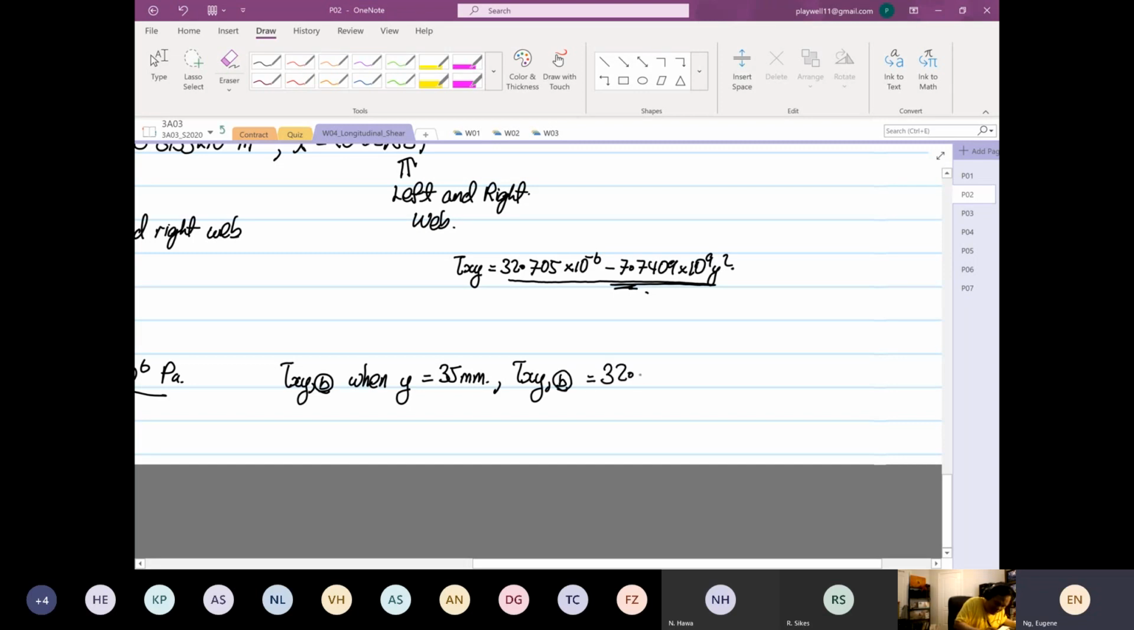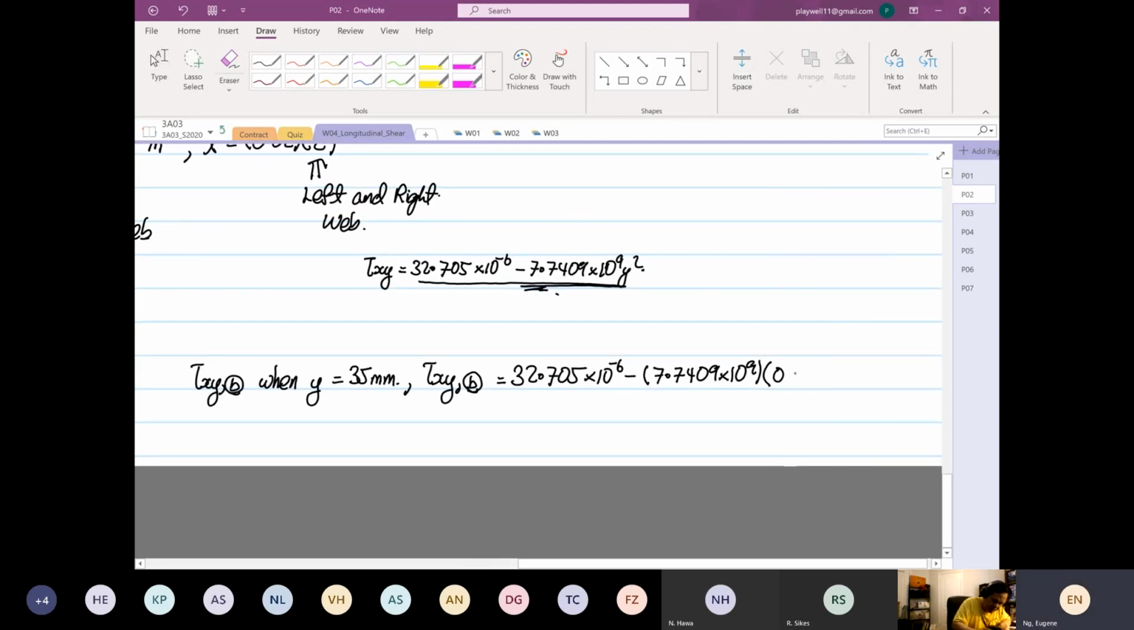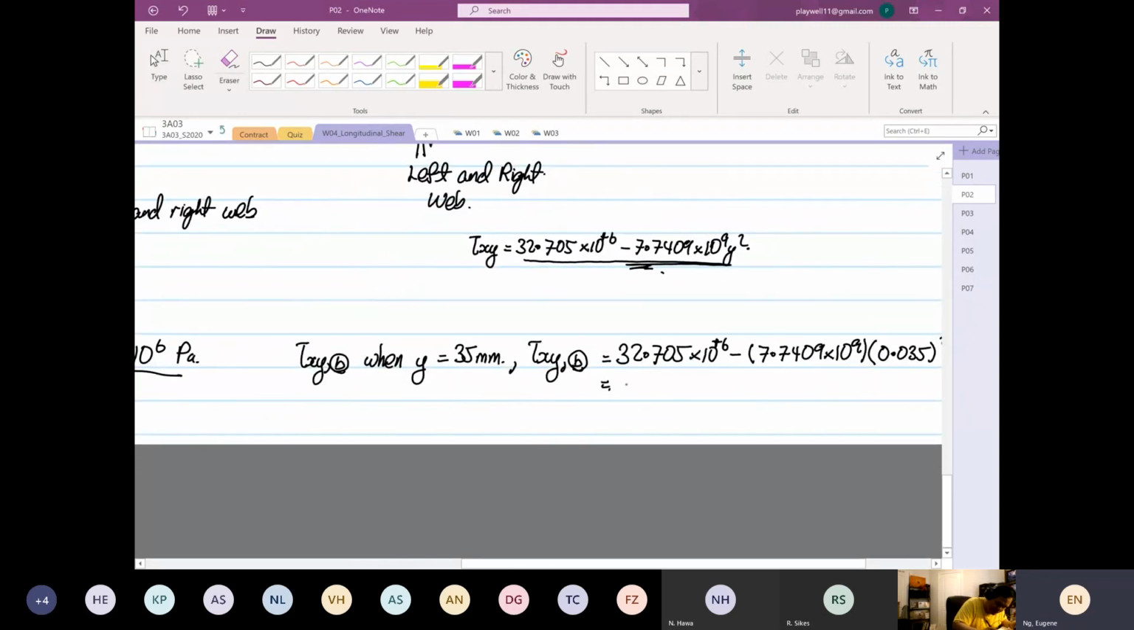So 32.705 times 10 to the power minus 6. We know this expression is correct already. Okay, we are very, very sure. 7.7409 times 10 to the power 9 multiplied by 0.035 squared. So this will be equal to 32.705 times 10 to the power positive 6, I apologize, not negative. This is positive, okay? So 7.7409 power 9 multiplied by 0.035 squared. Okay, so it's 32.705 power 6 minus, so I get 23.222. Whoo! Relief.